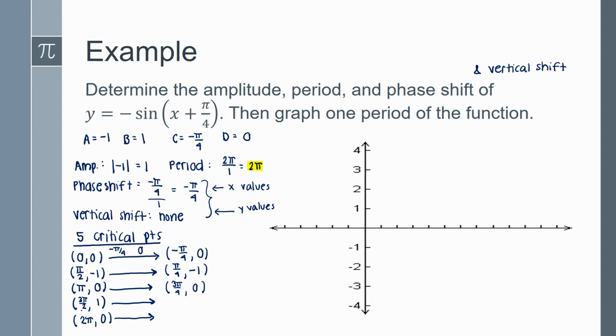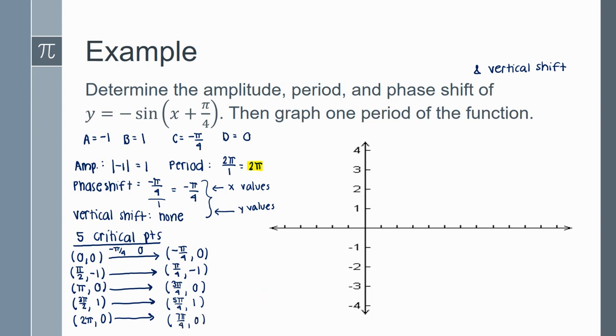When I have 3 pi over 2, I'm going to turn that into a denominator of 4 by multiplying the top and bottom by 2. So remember, 6 pi over 4 is the same thing as 3 pi over 2. When I subtract pi over 4, that's where we see that we get 5 pi over 4, and then we'll have positive 1 still. And then 2 pi, we can think of as 8 pi over 4. So that means we would have 7 pi over 4, 0.